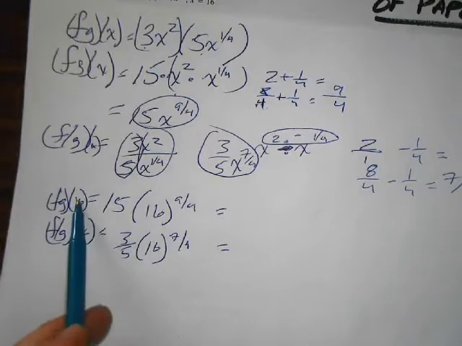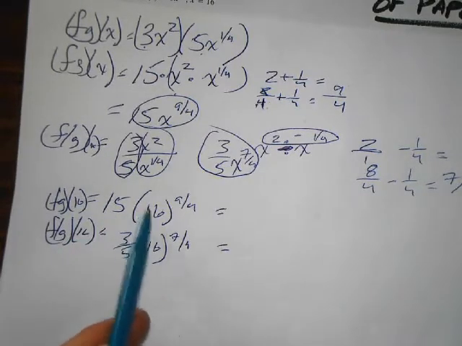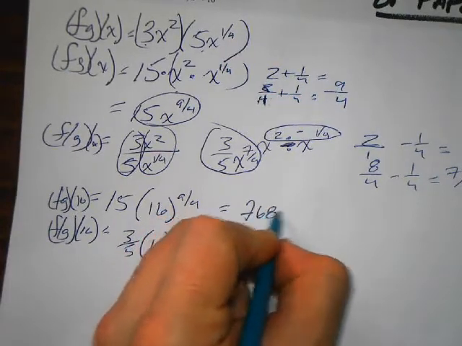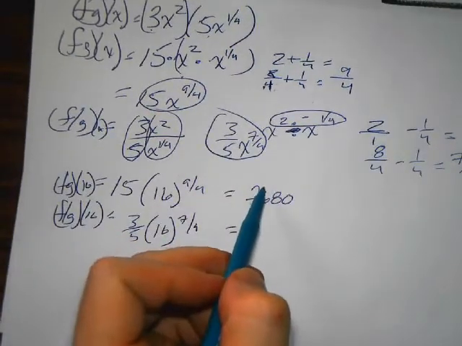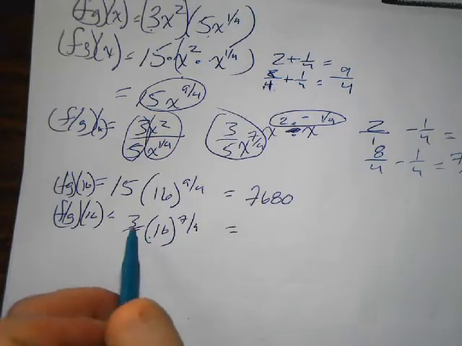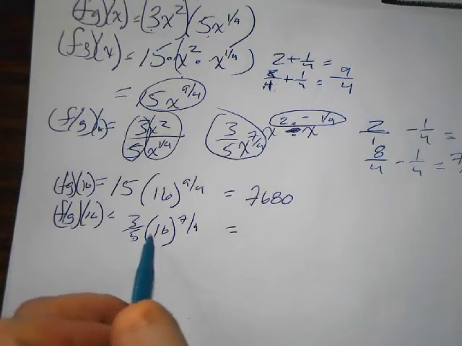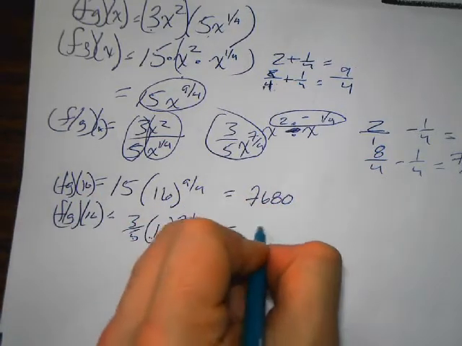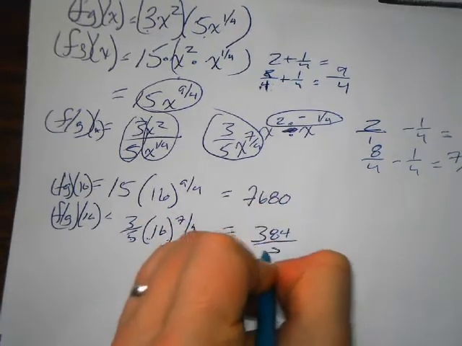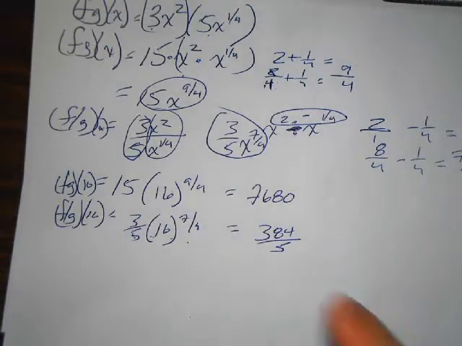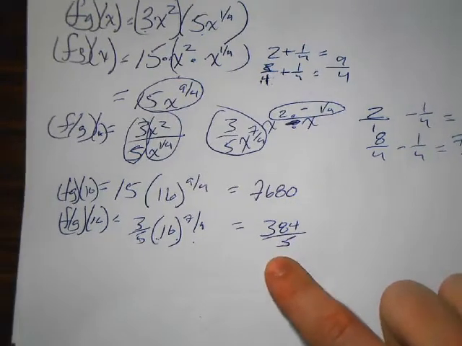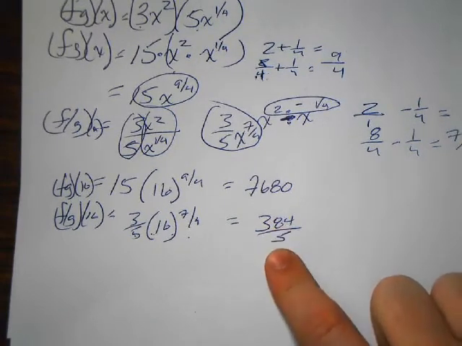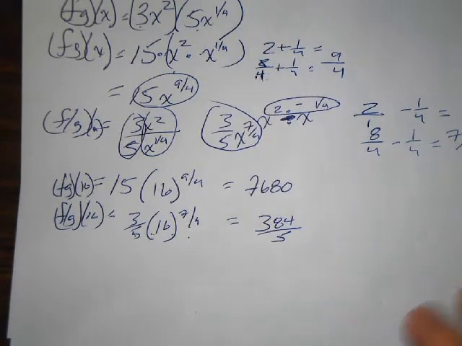Alright, so when we multiply 15 times 16 to the 9 over 4 power, we get 7,680 on our calculator. And then when we divide, our 3/5 times 16 to the 7 over 4 power, we get 384 divided by 5. It's okay for us to leave this as the simplest fraction because it's going to be a pretty long decimal, and we want to make sure that we're most accurate, so we're going to leave it just as a fraction. Number 5.